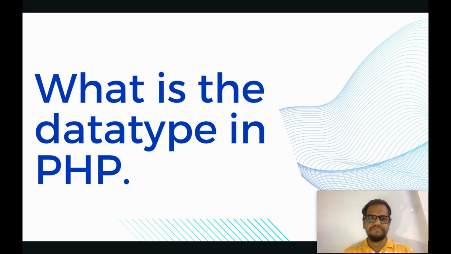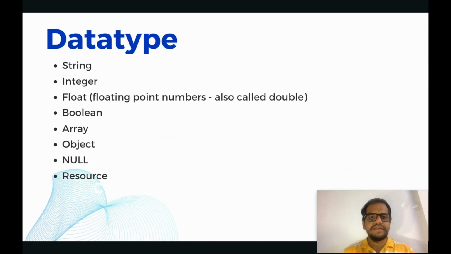So next, the data types in PHP are string, integer, float, boolean, array, object, null, and resource. These are the multiple data types PHP has. So we can check them one by one. The first one is string.